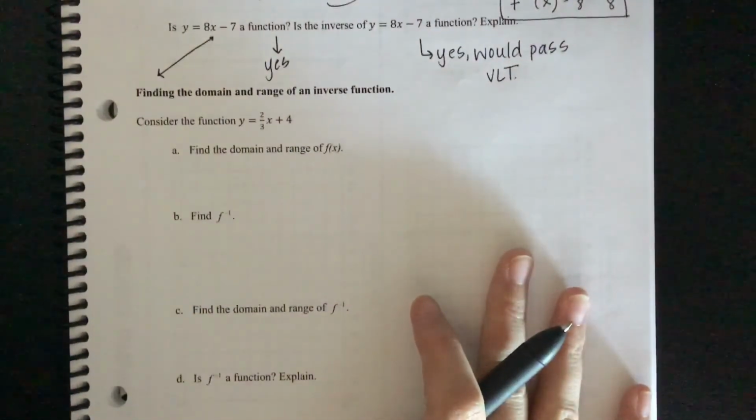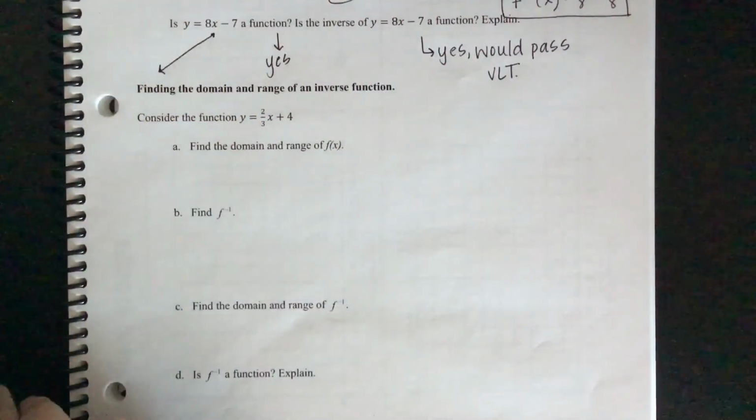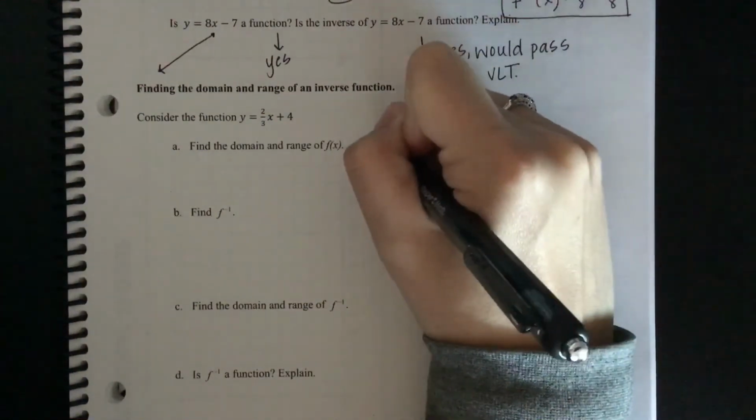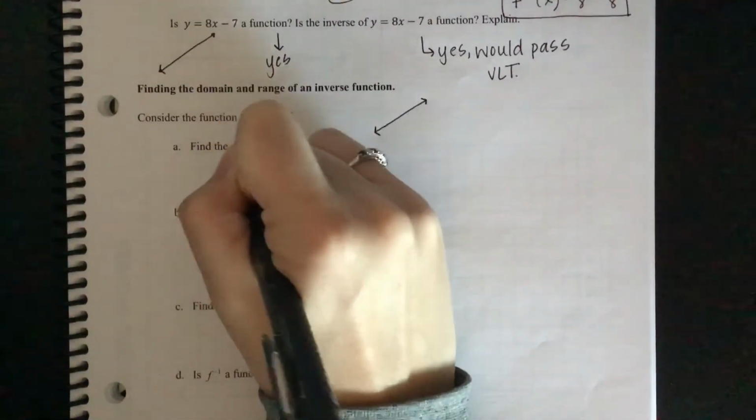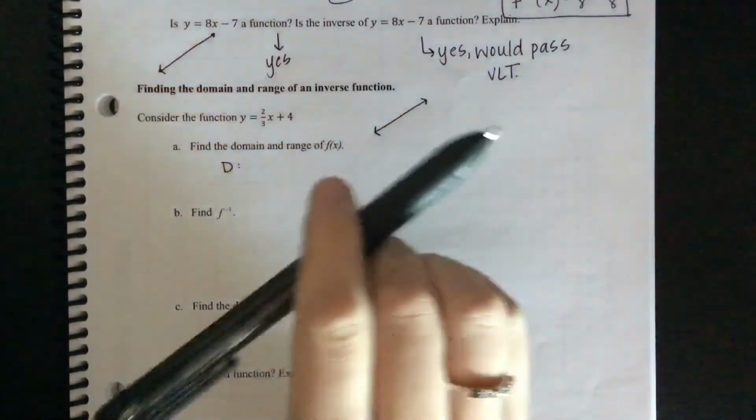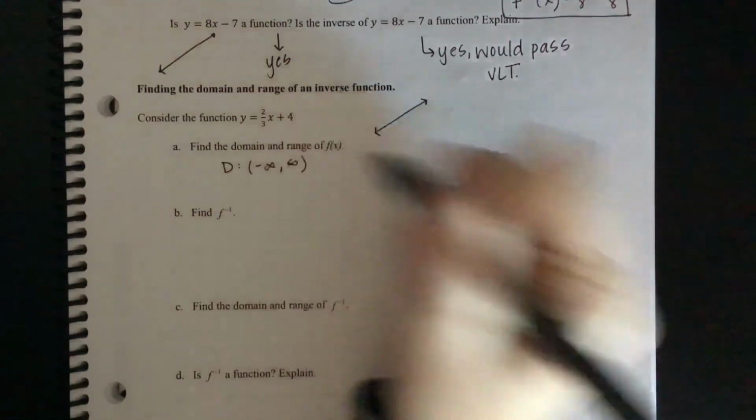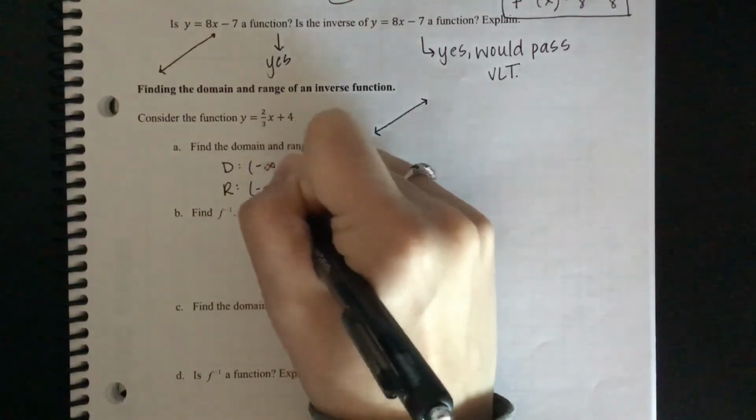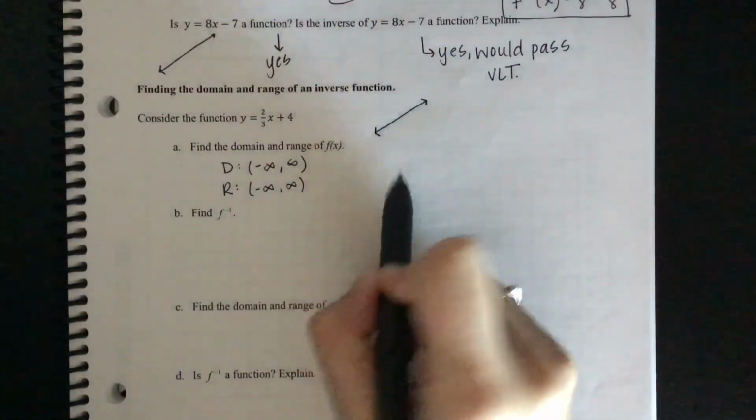Okay, so next one, finding the domain and the range of an inverse function. So consider the function 2/3 x plus 4. Okay, linear line, right? Find the domain and range. Well, if it's going forever to the left and forever to the right, then our domain is -infinity to infinity. And our range is also -infinity to infinity because it's going down forever and up forever.